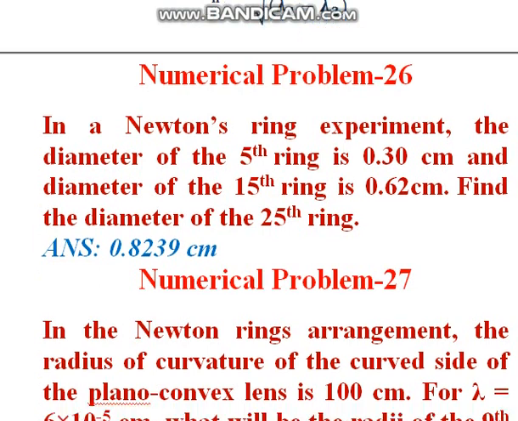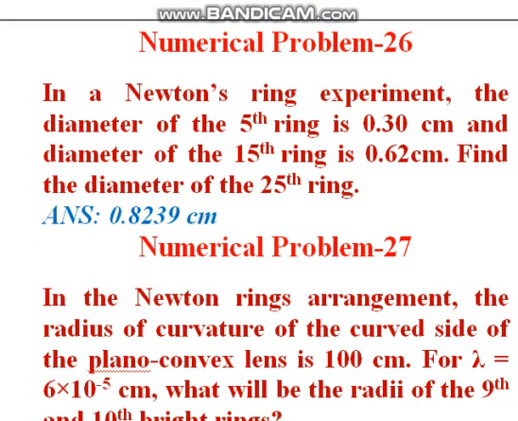Now this is numerical problem 26. Here the diameter of the fifth ring is given, and the diameter of the 50th ring is given. Two diameters are given and one is asked. That's why you have to use lambda is equal to dn plus p square minus dn square divided by 4PR. With the help of this formula you may find the diameter of the 25th ring.